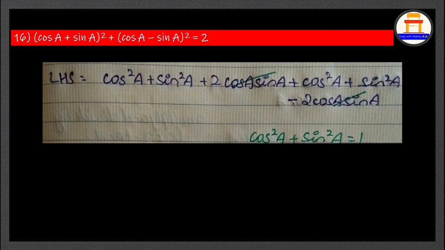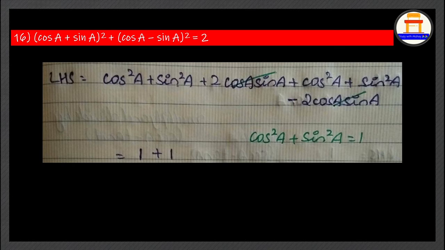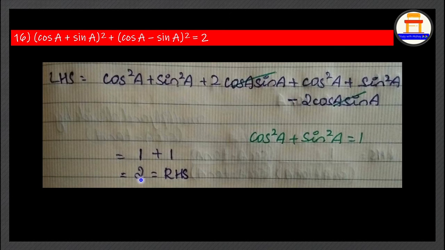Later, we all know that cos²A + sin²A = 1. Here we have one set of cos²A + sin²A, and here also we have one more set of cos²A + sin²A. So both will become 1 and 1 as shown. When you add them up you get 2, which is the expected result at our RHS.